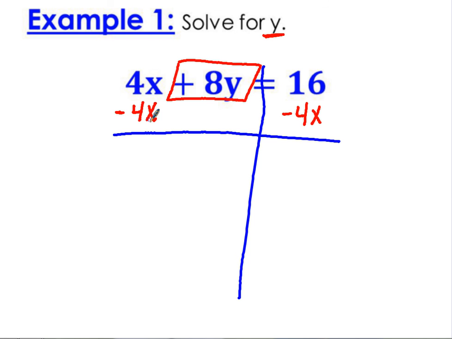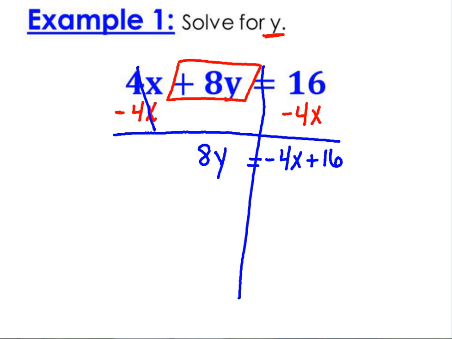Now, 4x minus 4x goes to 0, which is what I wanted, and the only thing left over here is an 8y. Over here I have a -4x and a +16, and I can't combine them together because they're not like terms. So I'm going to rewrite them. I'm going to write the -4x and a +16. All I did was rewrite them next to each other because, again, they're not like terms. I cannot combine those together.